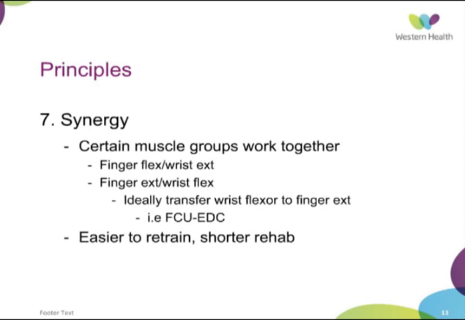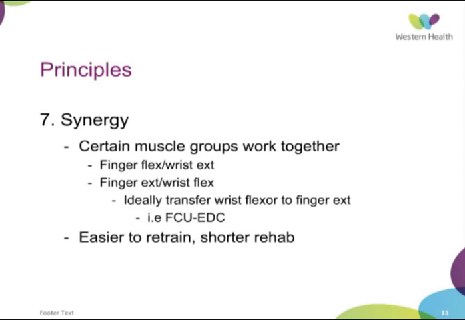The synergy of the transfer is also important. You note in the hand again that certain muscle groups work together. So wrist extension and finger flexion work together. Therefore, this will lead to the greatest synergy, such as an FCU to an EDC transfer, which is pretty common. When you work with muscles which are synergistic, it's much easier to retrain these muscles, shorter period of rehab, earlier return to work.